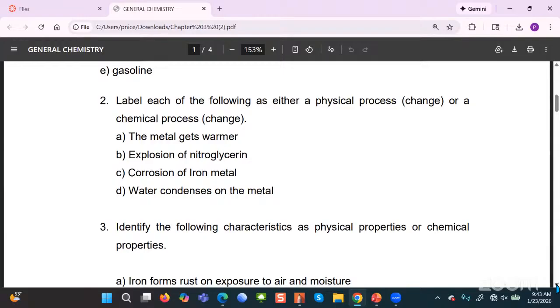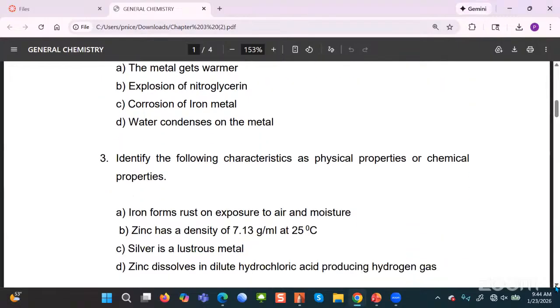The metal gets warmer. So what type of change? Physical. Yes. Okay, the next one is explosion of nitroglycerin. Chemical. Any kind of explosion is a chemical change. Corrosion of iron metal. Chemical, right? And then water condenses on the metal. Physical. Exactly. All right, very good. So that's relatively easy. Let's move on to question number 3.